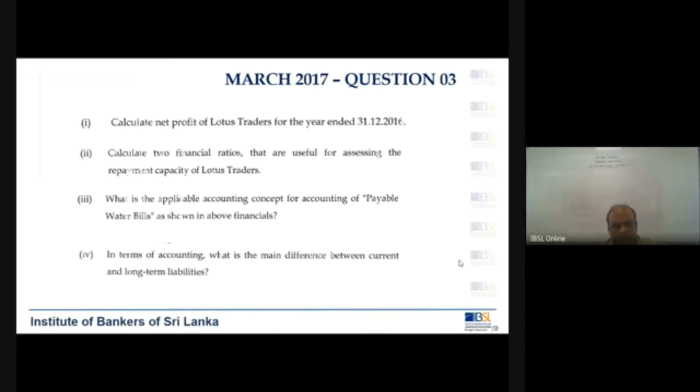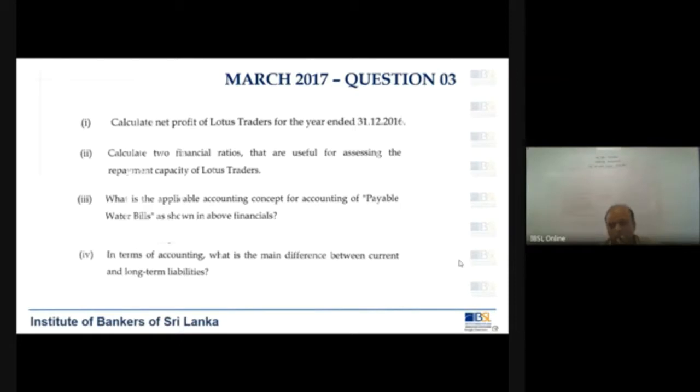Okay. This question has 20 marks, out of which 5 marks for each part. So the first part, when you calculate the 10,000 net profit, you get 5 marks. Second part, of course, now you haven't learned the financial ratios, but if you do the two financial ratios, you get another 5 marks. Now the third part, just for writing the accrual term, the word accrual concept, you get 5 marks.